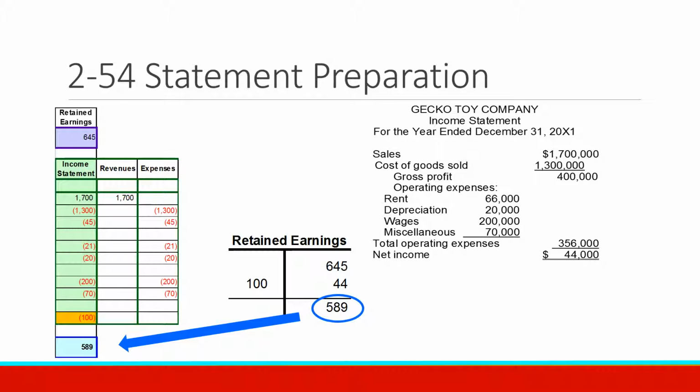We'll add the 645 to the 44, and then we'll deduct the 100 in cash dividends, and so we'll compute that our ending balance is $589,000. And that concludes what I'm going to go over for homework problem 2-54.